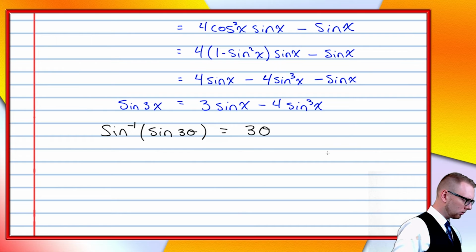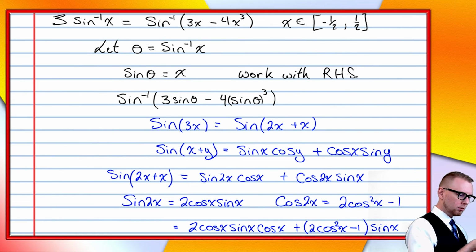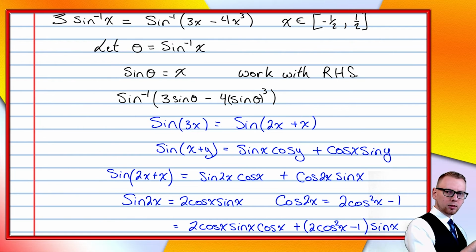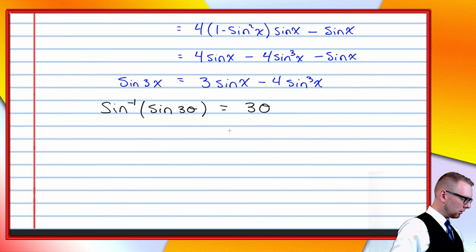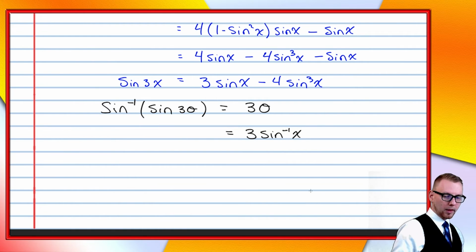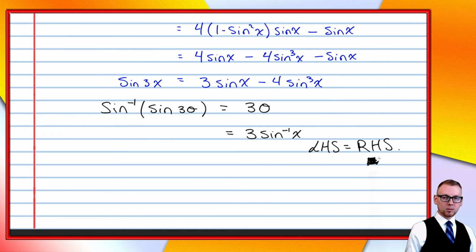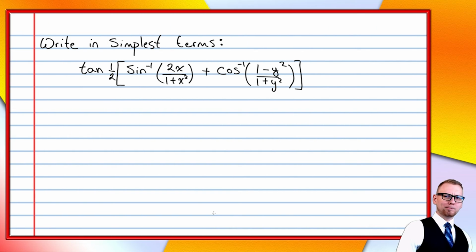Sine inverse of sine of 3 theta, remember that just returns the inside, so this is just 3 theta. But we said that theta is sine inverse x. So 3 theta is 3 sine inverse of x. And that's what we were trying to prove. This is the left-hand side. Done.